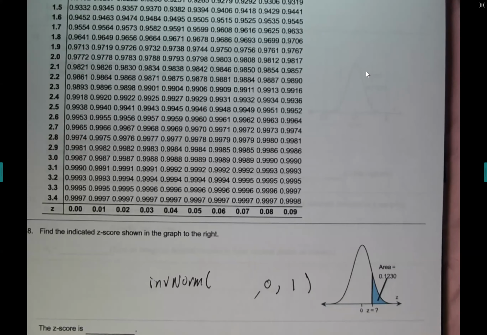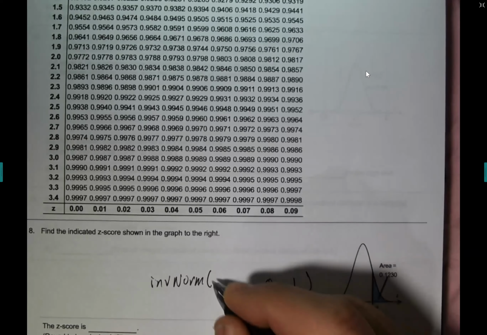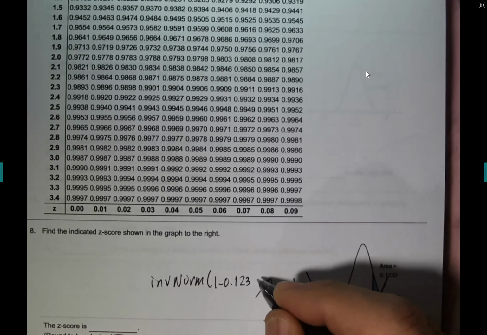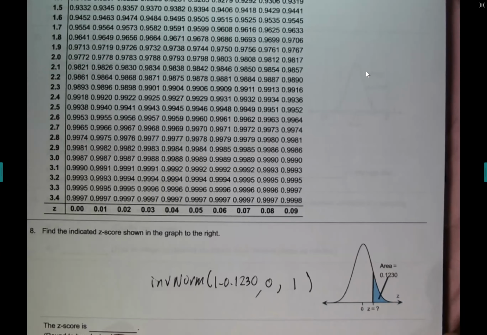Yes, you guys understand why she says 1 minus, because this is shaded to the right. We need it to be shaded to the left. We need the area to the left, so it will be 1 minus 0.1230, and then you just do the math.